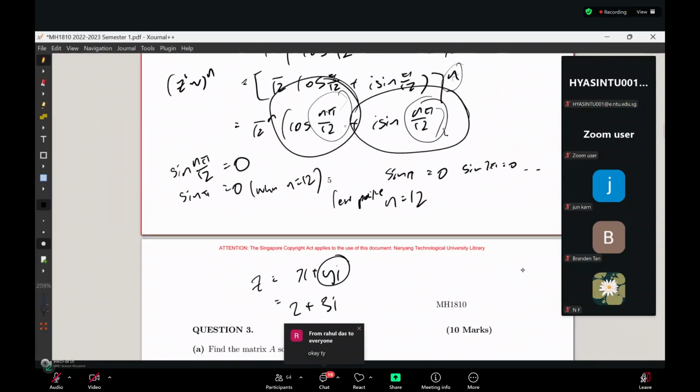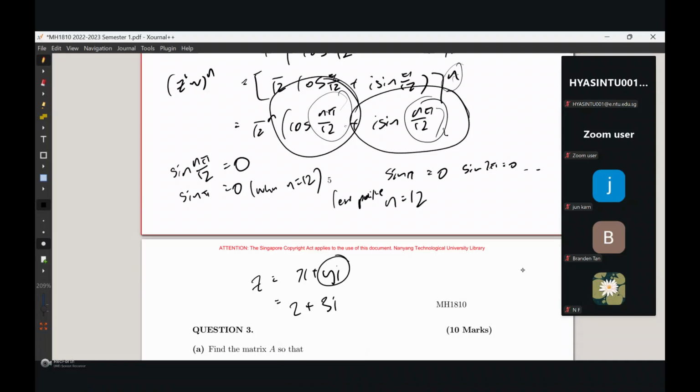Okay, so the cosine part does not affect whether my complex number is real or imaginary, at least for this question here. If I want my value to be purely real, my imaginary part needs to be 0. If I want my complex number to be purely imaginary, then my real part needs to be 0.